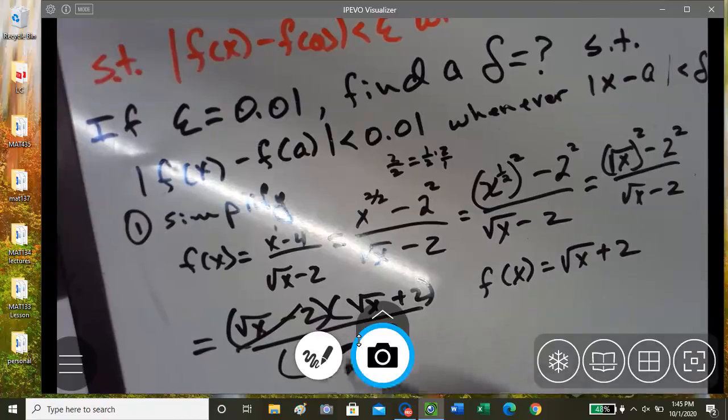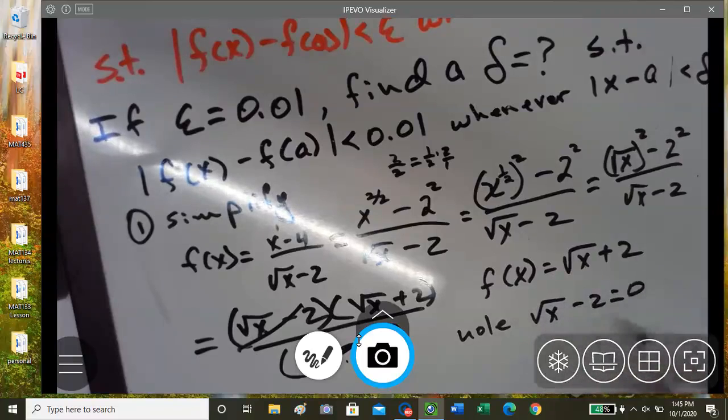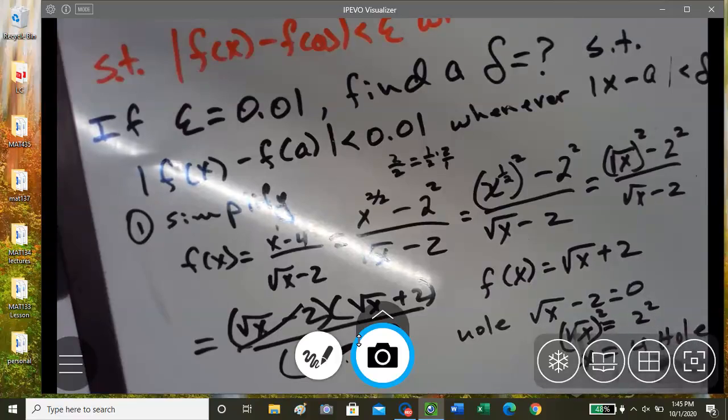Since this canceled, that means we have a hole here. Take the square root of x minus 2, set it equal to 0 since it's in the denominator, add 2, so the square root of x equals 2. Apply the opposite of square root, which is square, so we square both sides and get x equals 4. So our hole is at 4. That's going to be our a. We're going to use that as our a.